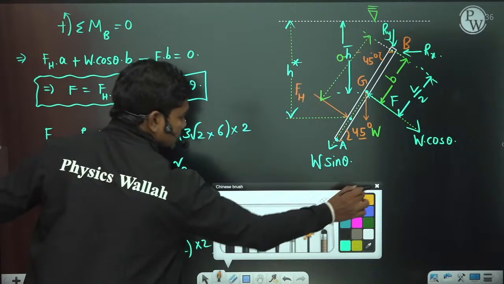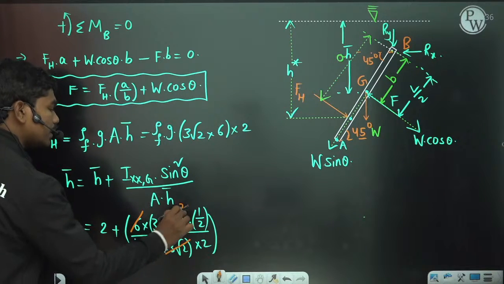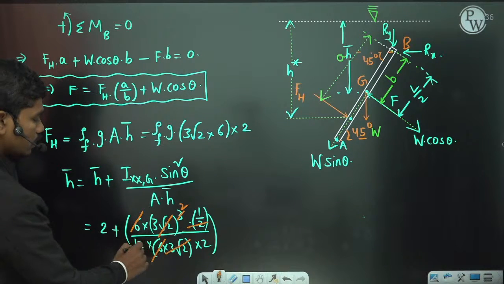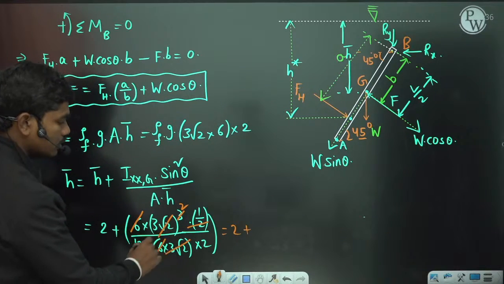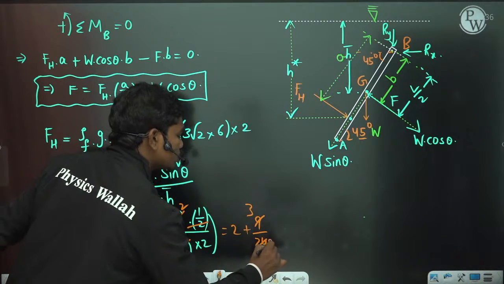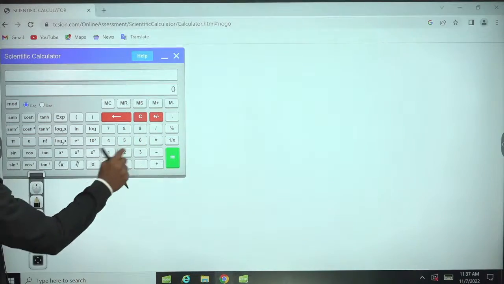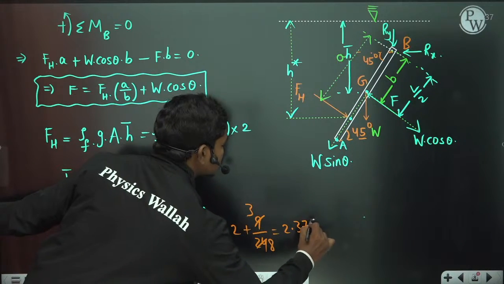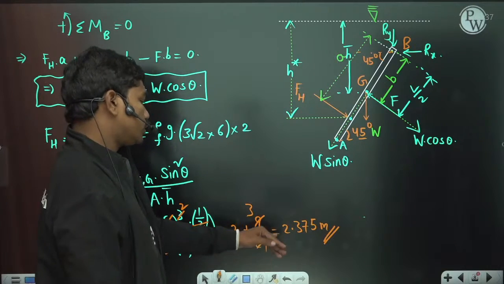If you simplify this, 6 gets cancelled, 3 root 2 cancels this square, and this 2 cancels the root 2 square, so in total you have 9 by 12 into 2, so 2 plus 3 square, so 9 by 24. If you simplify, 2 plus 3 by 8, where 3 by 8 is 0.375, so 2.375 meters. This value of h star is 2.375.